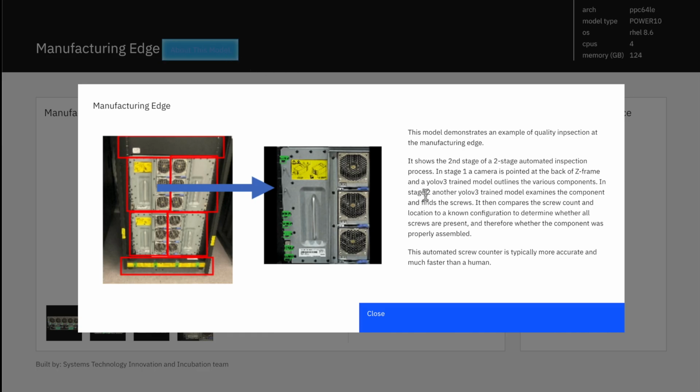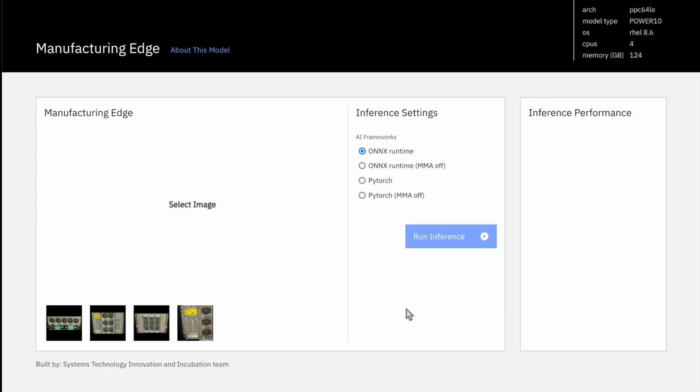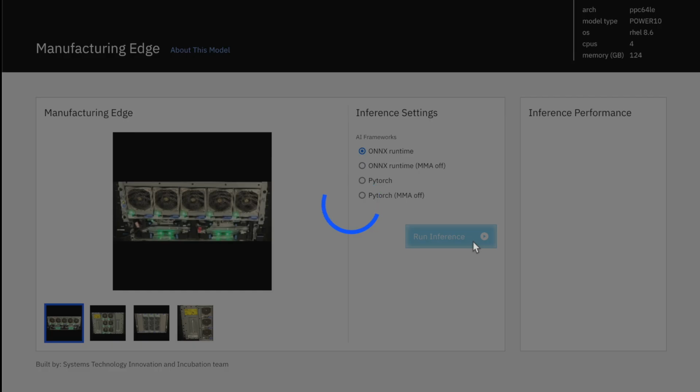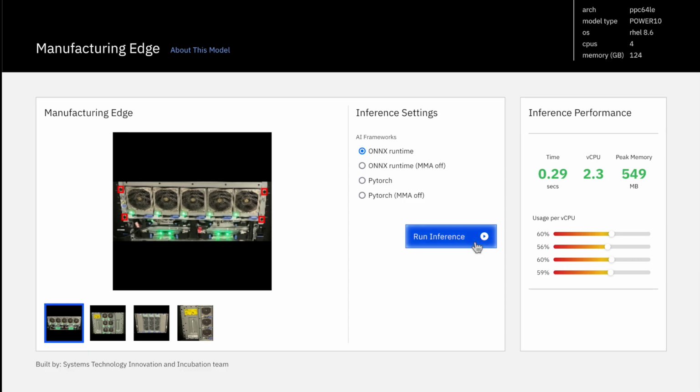The first stage identifies the different components that are present in a Z-frame. The resulting bounding box is then passed to a second stage, which then counts the number of screws it finds in the bounding box, signaling if any screws are missing when compared to the known configuration. The screw counter is more precise and at least 10 times faster than a human.